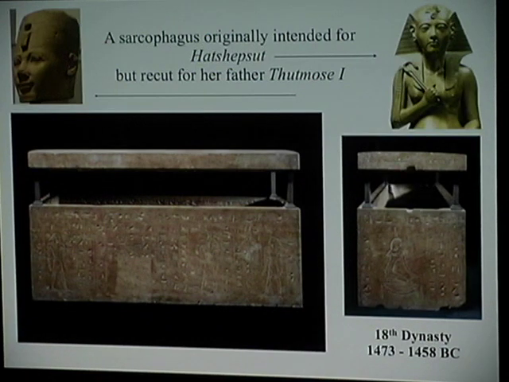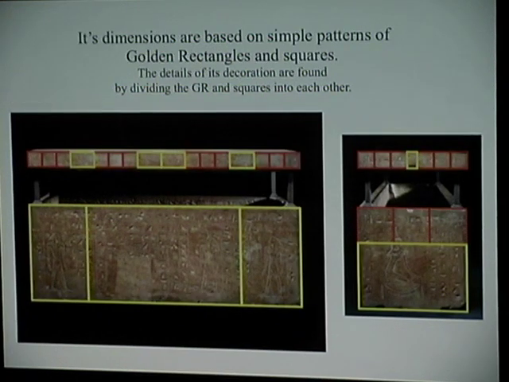Here we have a sarcophagus, originally intended for Hatshepsut, but for some reason recut for her father, Thutmose I, 18th dynasty again. And all of these were designed very carefully with golden rectangles and squares. You see this lovely pattern, a central golden rectangle and two flanking golden rectangles, or here a pattern of 3 and 1, 3 and 2, 3 and 1, 3, and also the side of the whole business. Very simple. You don't have to get all complicated with esoteric, difficult geometry. The Egyptians were really quite simple with this.